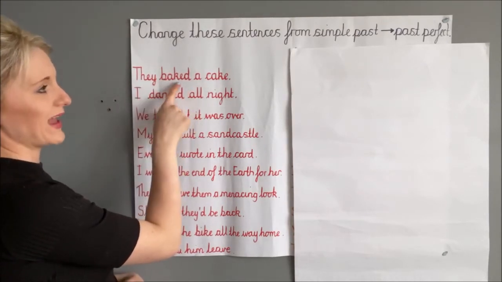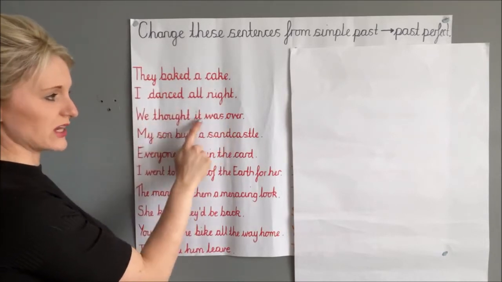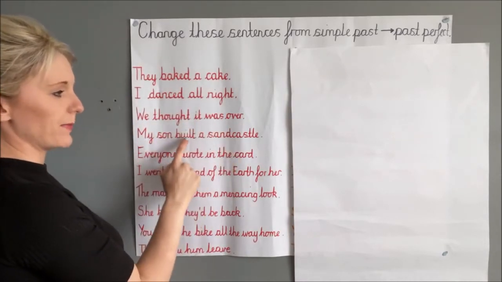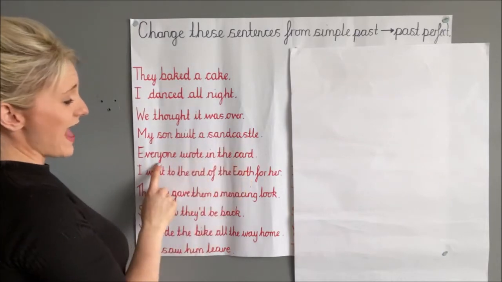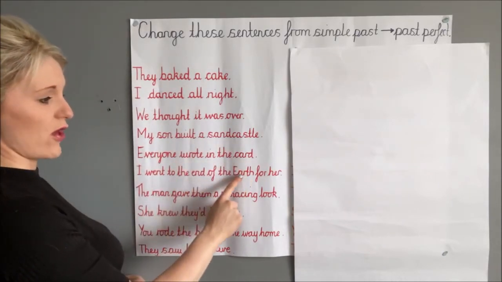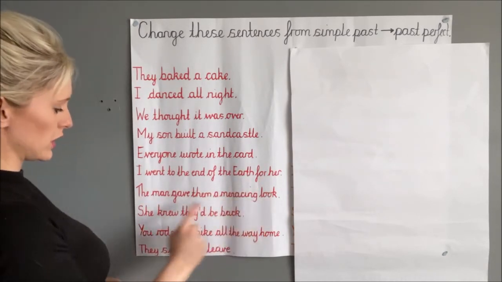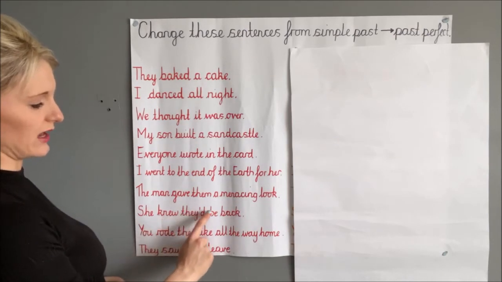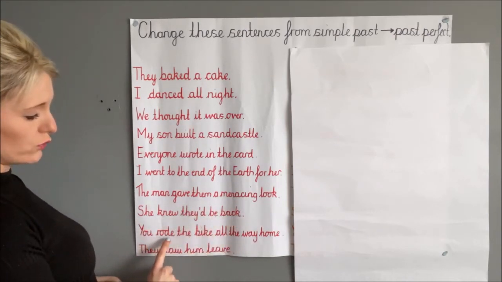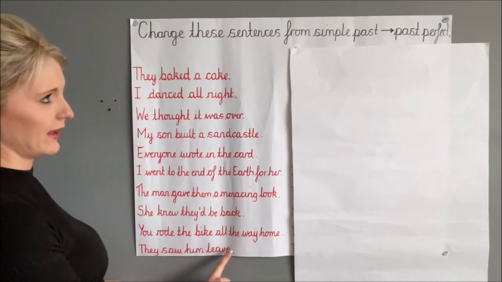So we've got they baked a cake, I danced all night, we thought it was over, my son built a sandcastle, everyone wrote in the card, I went to the end of the earth for her, the man gave them a menacing look, she knew they'd be back, you rode the bike all the way home, they saw him leave.